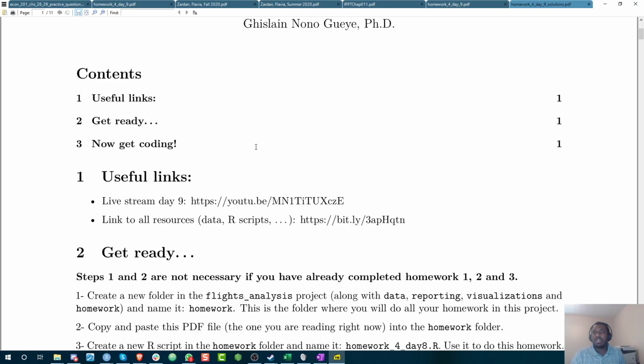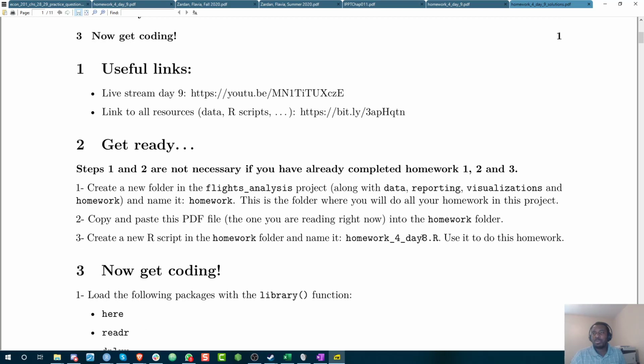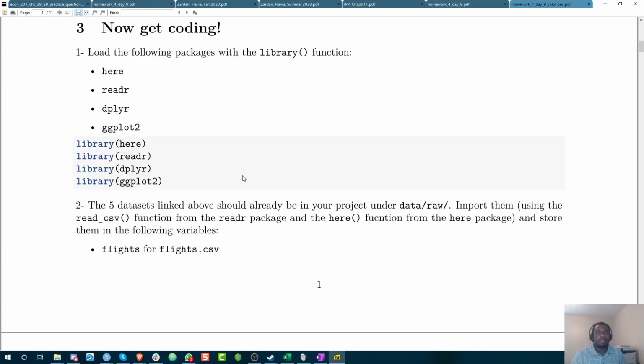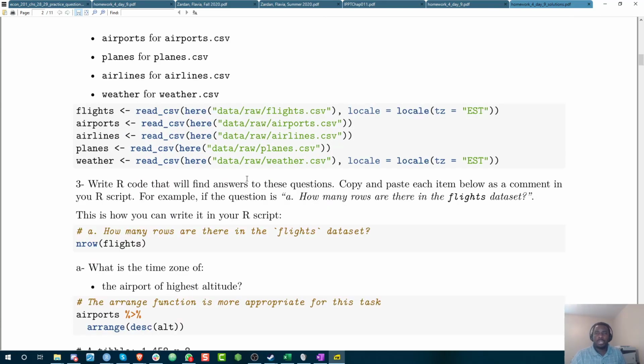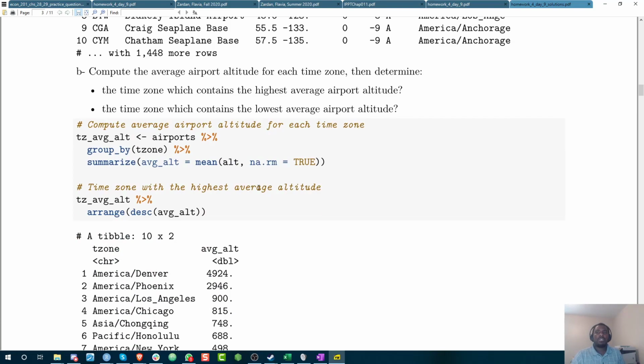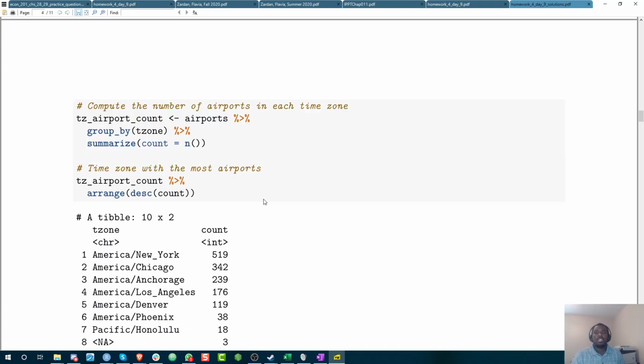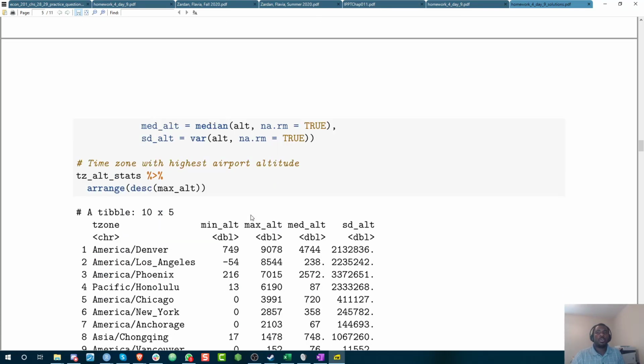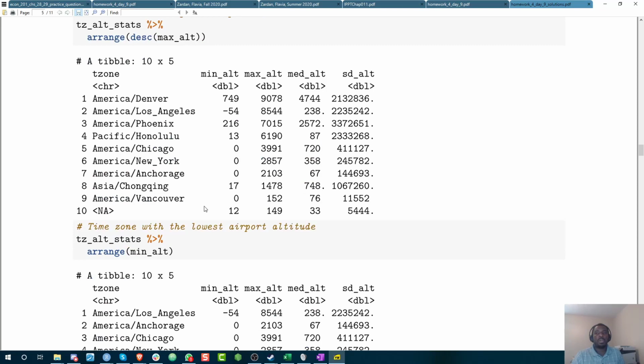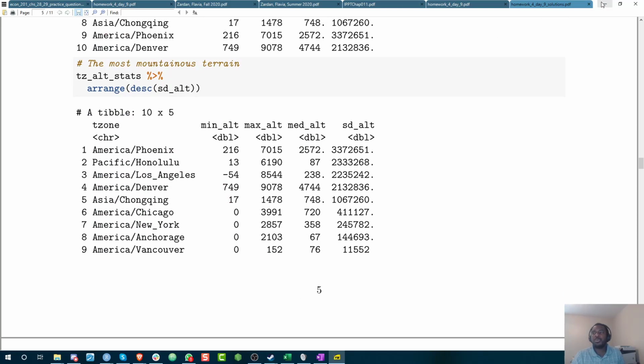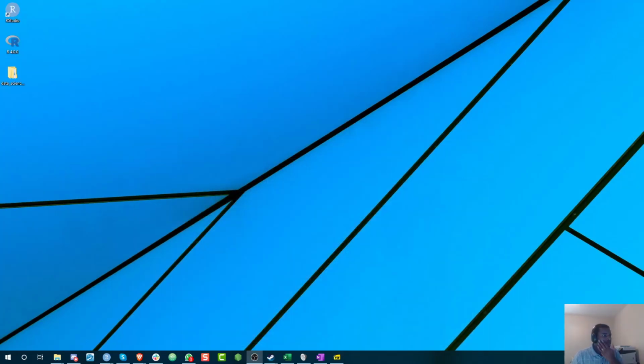Okay, so there's a little typo here. This is actually supposed to be homework for day 9. That's what you're supposed to name your file, not homework for day 8. So that's something that I need to change and then repost. But this is essentially already uploaded. So this is where you will find my code for all the questions that were asked. But I want to go over this with you because it's a very important topic.